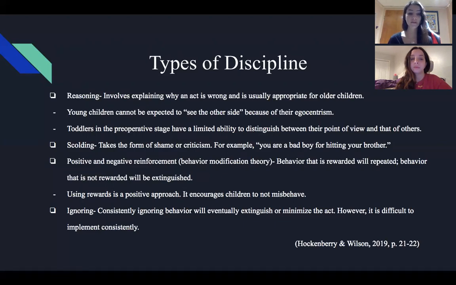Then there's positive and negative reinforcement, or behavior modification theory. A behavior that is rewarded will be repeated, and a behavior that is not rewarded will be extinguished. So when a child does a positive behavior and is rewarded, there's a high chance of that behavior being repeated again in the future. Using rewards is a positive approach. It encourages children not to misbehave, and there are different ways to reward a child. A chart can be used where each time a good behavior is done, they receive a token, and at the end they can receive a big prize.